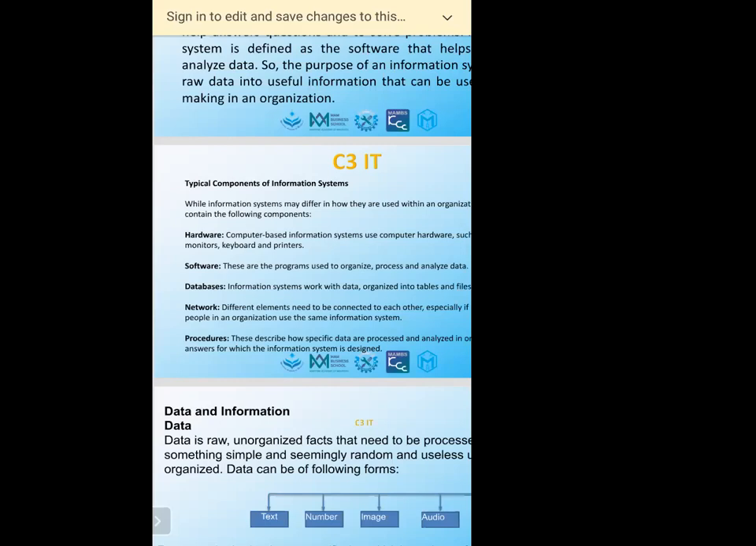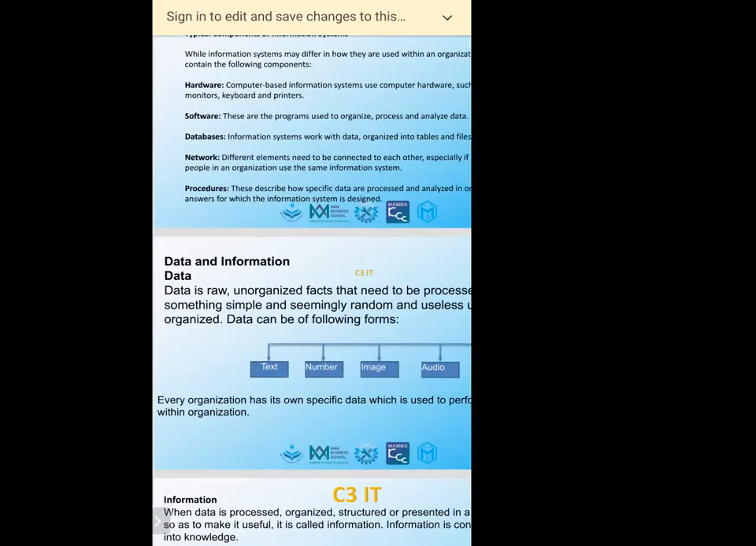So these things we learn about. Then data and information. What is data? What is information? So we learn about that. Then your data may be a text one, numeric one.